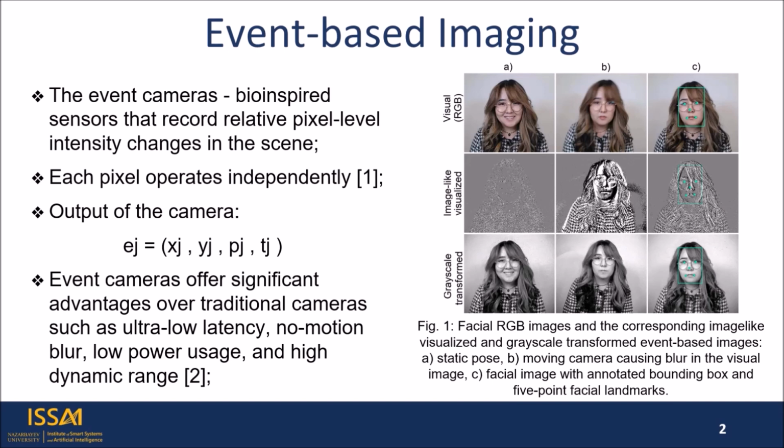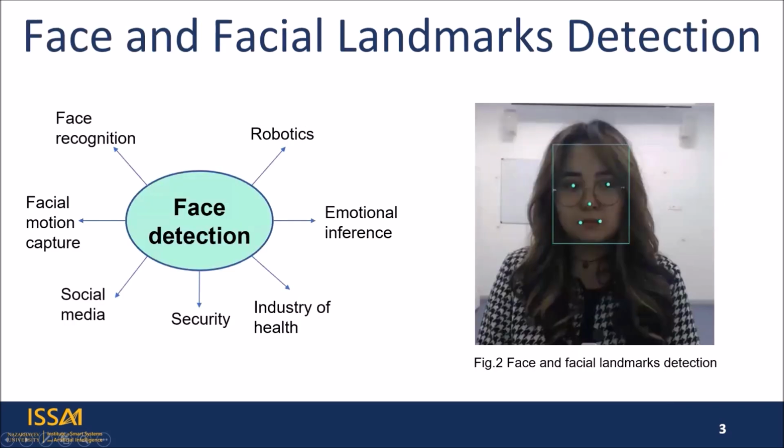Event cameras offer significant advantages over traditional cameras such as ultra-low latency, no motion blur, low power usage, and high dynamic range. And on the right side of the presentation, you can see the RGB images, image-like visualized from the event stream's output, and gradient transformation from the event stream output.